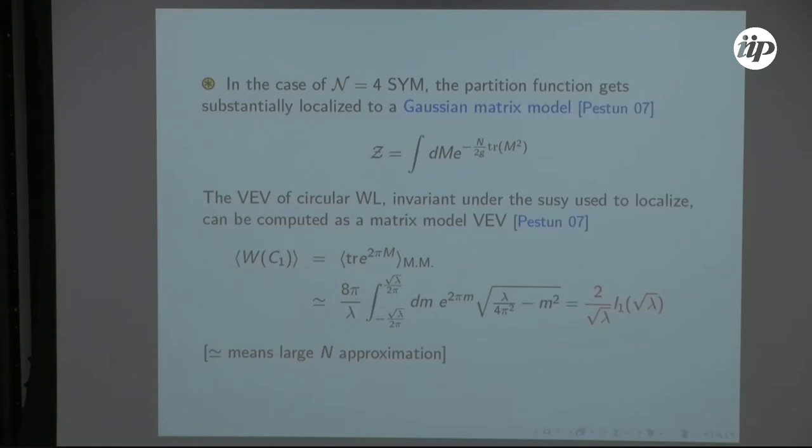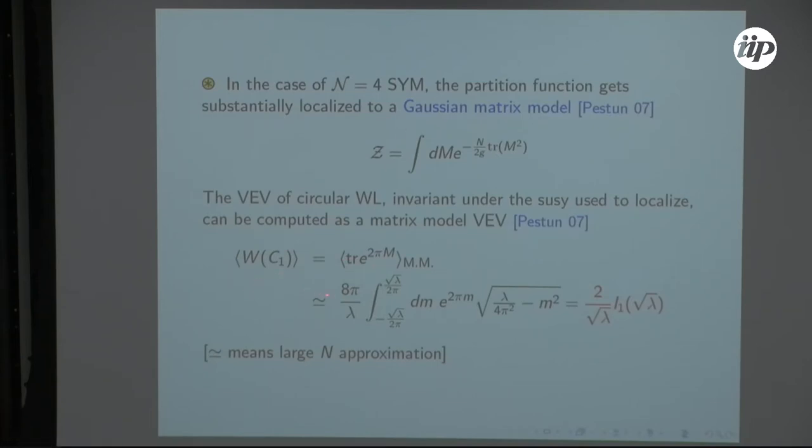And moreover, that was done by Pestum already more than 10 years ago. He also showed that now when you go to the circular Wilson loop that I was considering before, you realize that the supersymmetry you use to localize is also one of the supersymmetries of this circular Wilson loop. So the expectation value of this circular Wilson loop is just a mean value in this matrix model.